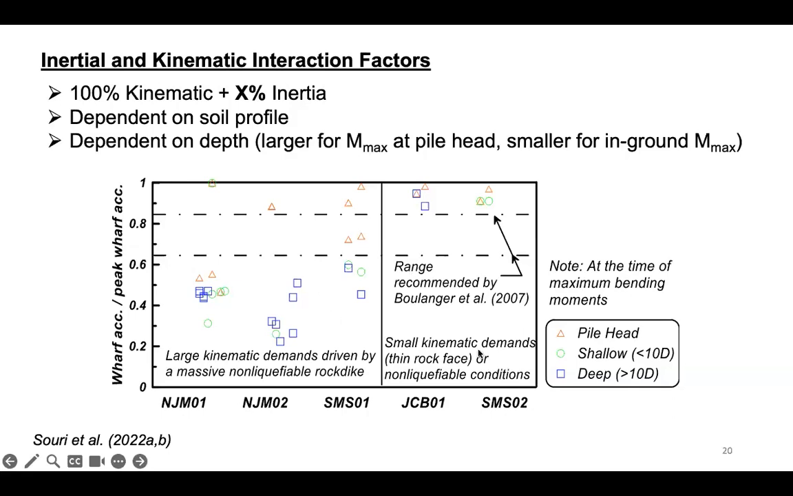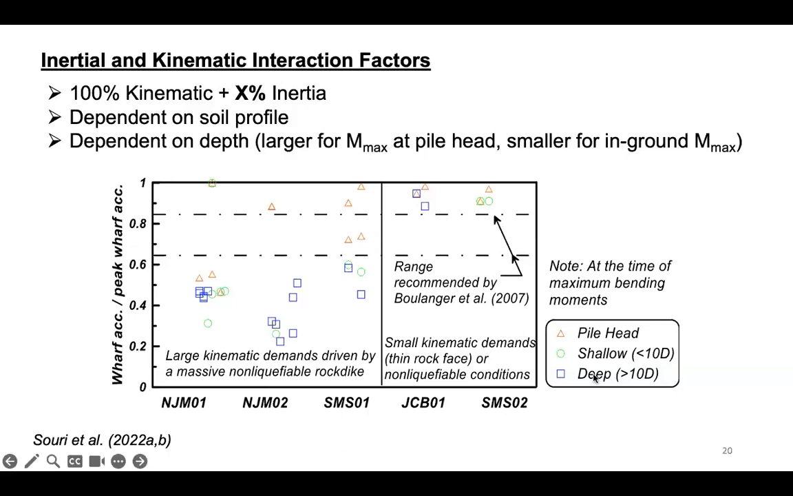The second thing that you notice looking at this figure is that there seems to be some depth dependency to these factors too. So at pile head, the load factors back calculated based on maximum moment at pile head are plotted with those triangles. The circles show the shallow depths, less than 10 times pile diameter, and the squares show the deeper locations, deeper than 10 diameters. So what you see here is that when you're looking at the moments that develop at pile head, you're getting much larger inertia contribution, which is kind of expected because the top of the pile is primarily dominated by the inertial load applied at the top of the pile.